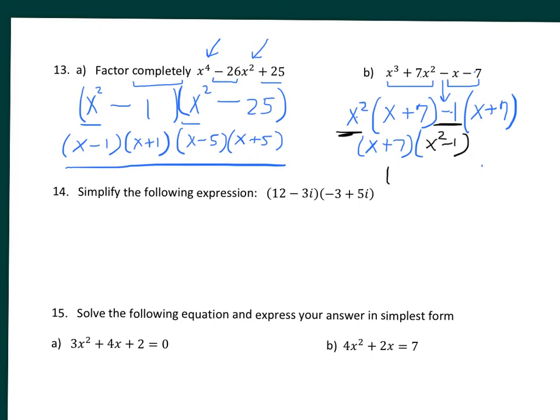And then x squared minus 1, we still must factor. So that's x minus 1, x plus 1. So in this case, we have 3 different factors. All right. So, oops, that wasn't meant to be.